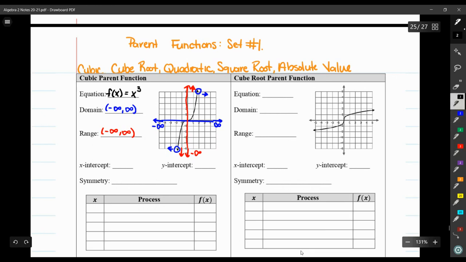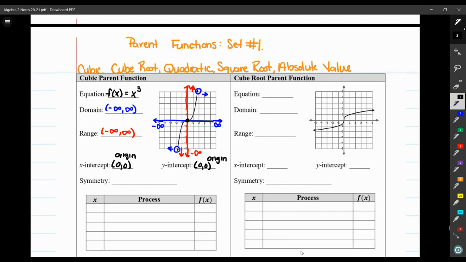Now, the x and y intercepts. This function crosses the x-axis at the coordinate (0, 0). It crosses at the origin. And since it crosses at the origin, that means the y-intercept is also at (0, 0), also at the origin. So this has an x-intercept and a y-intercept of (0, 0).